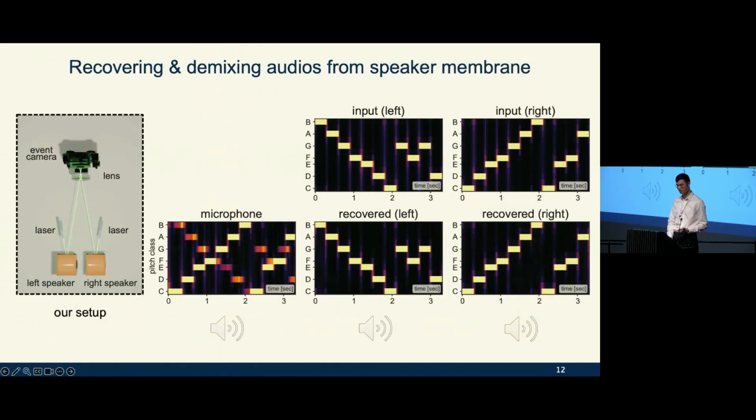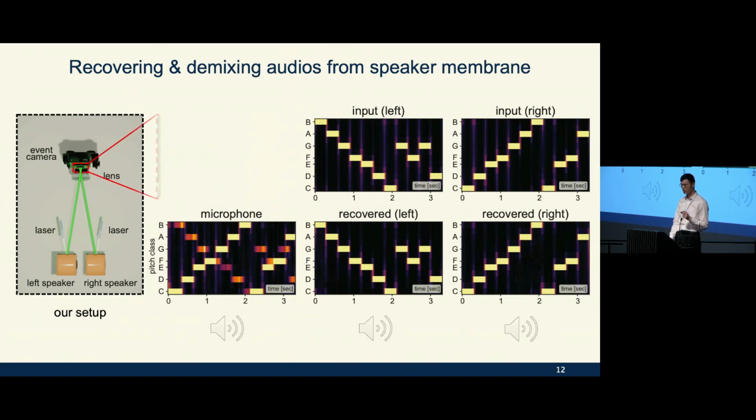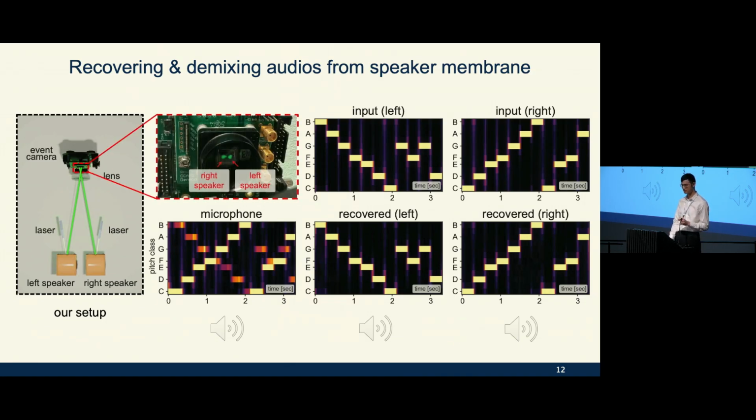So in this first experiment, we try to record the vibrations of a speaker membrane when playing audio. So here, we have two speakers at the bottom of the left figure playing different audio at the same time, while the microphone records a mixture of both speakers. Our audio system captures the vibration from each speaker separately by projecting speckles onto different parts of the event sensor. So then, we can recover the audio from the recorded vibrations from the left speaker and from the right speaker separately.